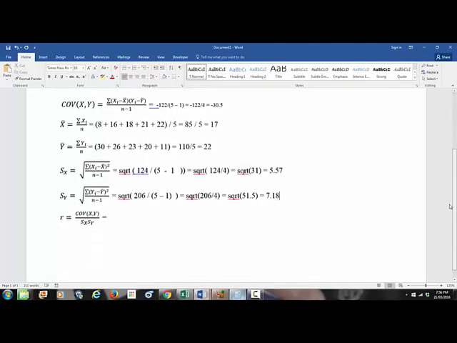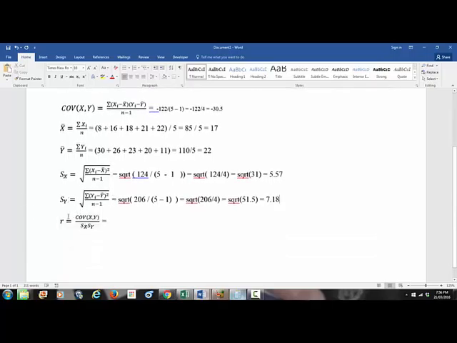Okay, so now if we go back to the formula for the regression coefficient, aka the correlation coefficient, aka the R value, we can see that we now have the covariance, and we also have both of the sample standard deviations. So now we can find this regression coefficient. That's equal to the covariance, which we have up here before, negative 30.5. And then that's divided by the standard deviation of x multiplied by the standard deviation of y. So that becomes 5.57 times 7.18.